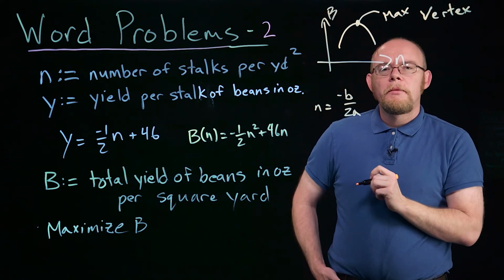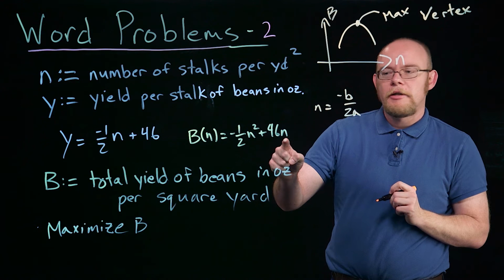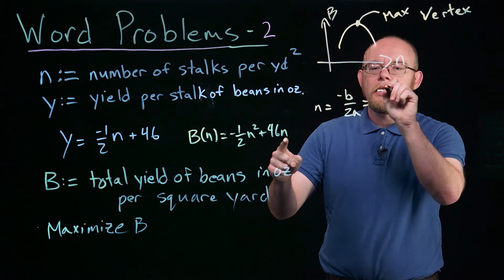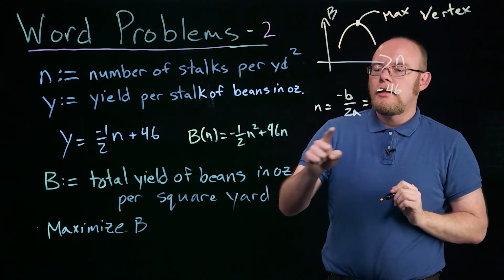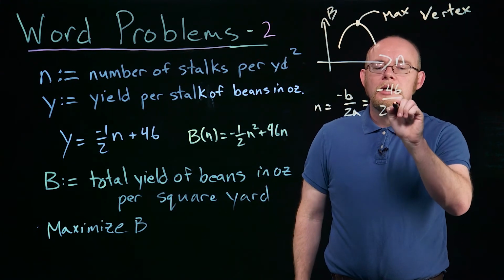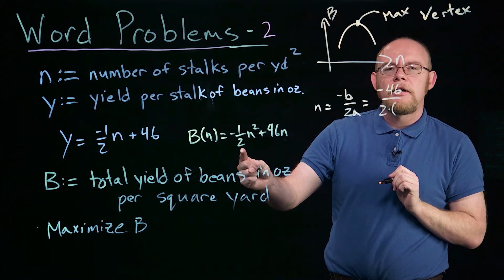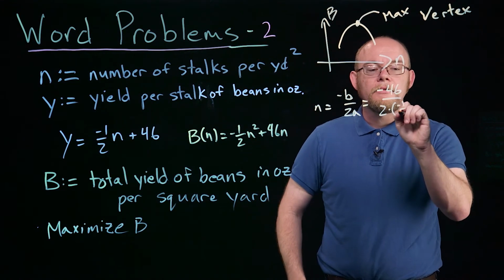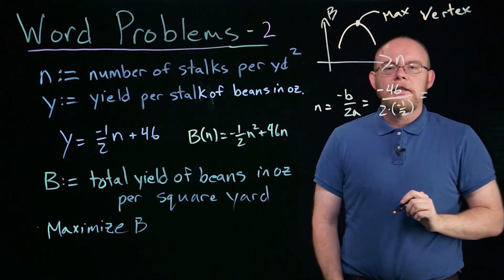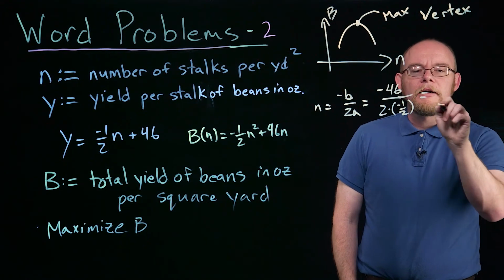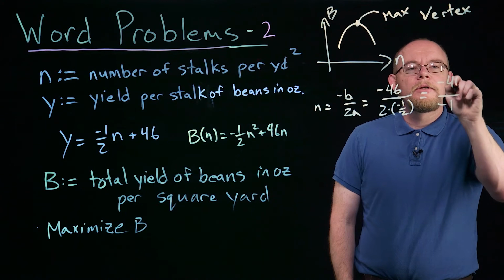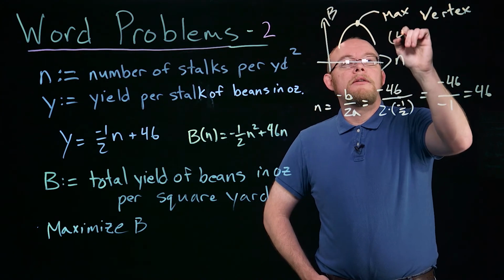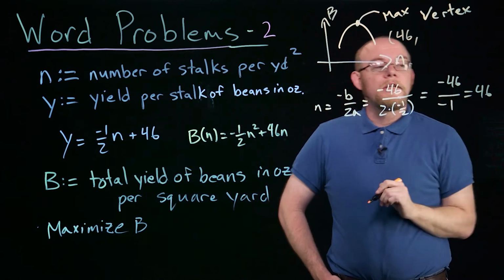So when we say b, what we really mean is the coefficient of the variable that's just by itself. It has no powers on it. So this should be negative 46, over 2 times a, and in this case, a is the coefficient of n squared, which is negative 1/2. So if we calculate this out, 2 times negative 1/2 is negative 1, and negative 46 over negative 1 is 46. So that tells us that the x-coordinate, or the n-coordinate in this case, is 46.